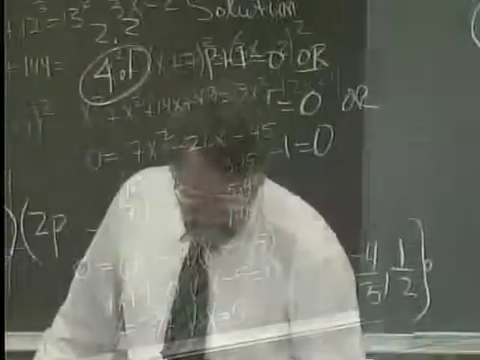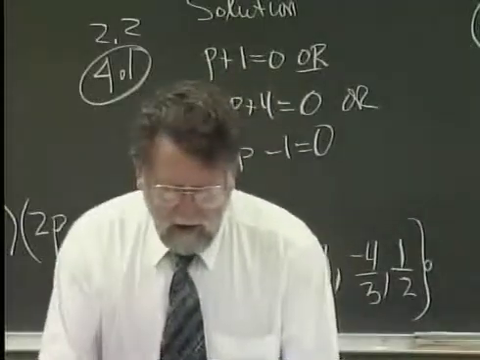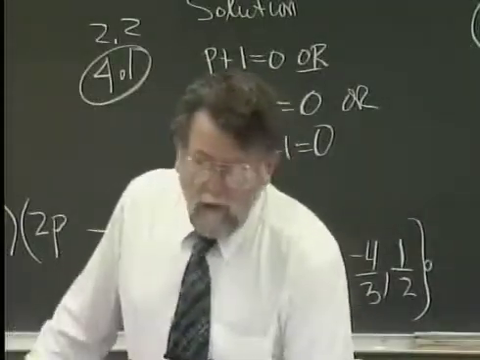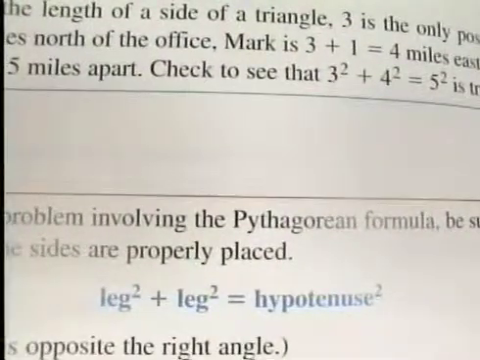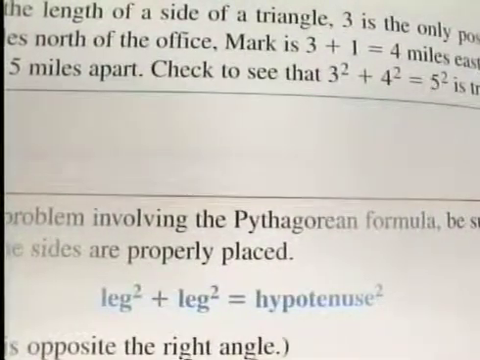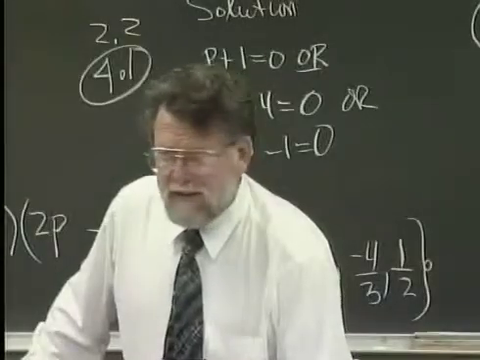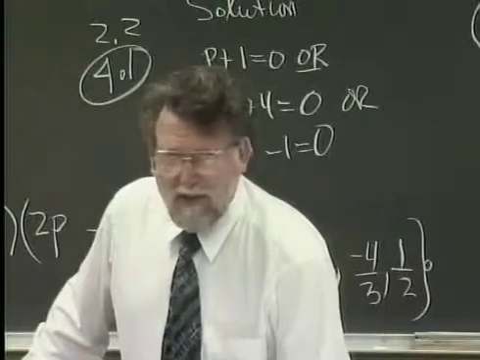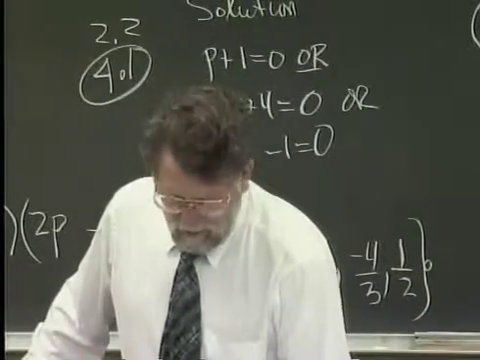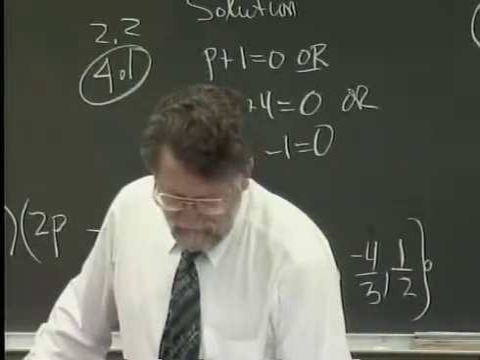And we have done the kind of problem involved. Here is the way the text states it, and I don't know if I like this: leg squared plus leg squared equals hypotenuse squared. Okay, yeah, but you don't square legs. You square numbers. So I'm a little bit bothered by that statement.